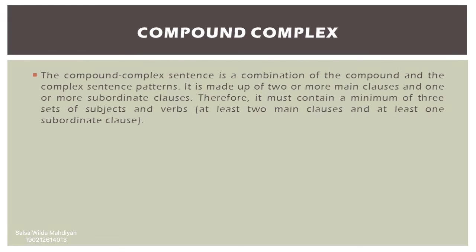Compound complex. The compound complex sentence is a combination of the compound and the complex sentence patterns. It is made up of two or more main clauses and one or more subordinate clauses. Therefore, it must contain a minimum of 3 sets of subjects and verbs, at least 2 main clauses, and at least 1 subordinate clause.